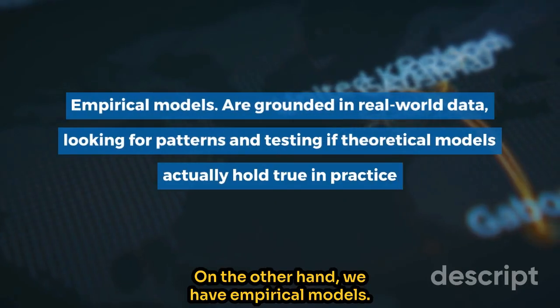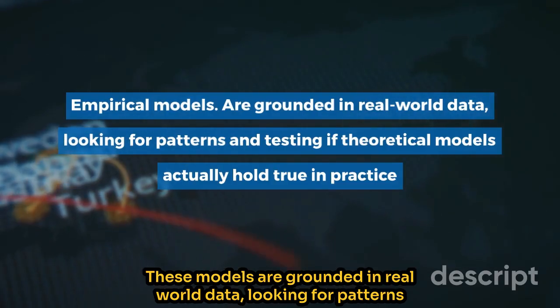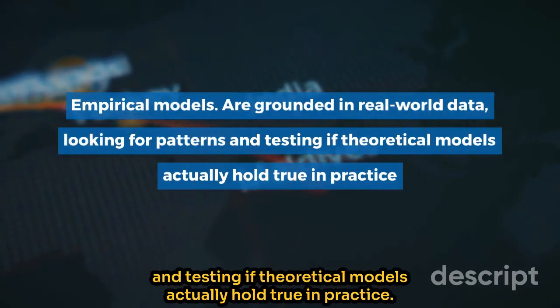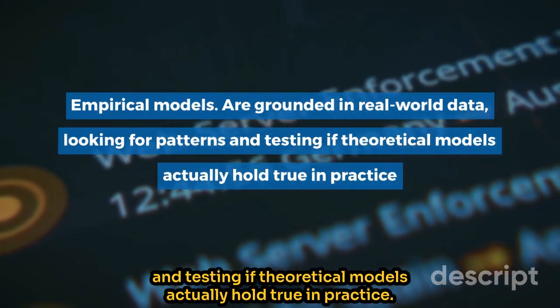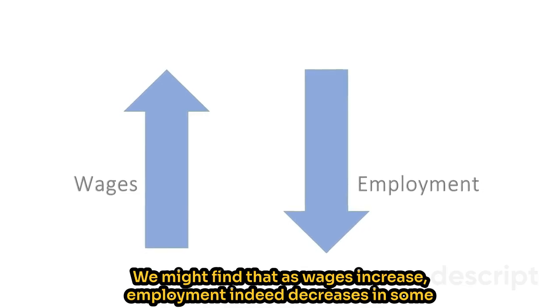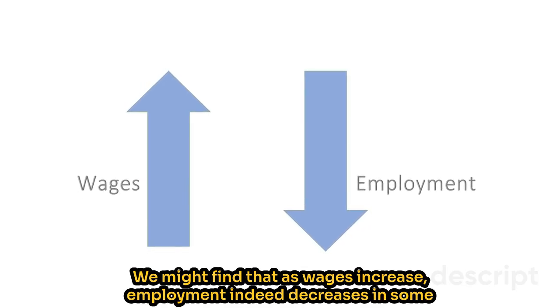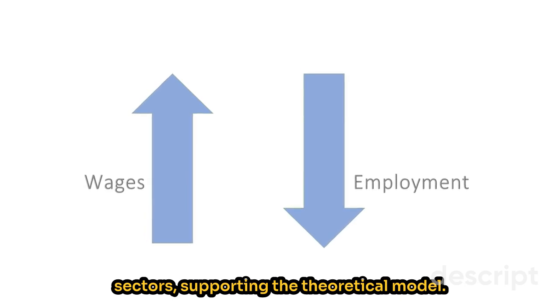On the other hand, we have empirical models. These models are grounded in real-world data, looking for patterns and testing if theoretical models actually hold true in practice. Let's say we collect data from different industries. We might find that as wages increase, employment indeed decreases in some sectors, supporting the theoretical model.